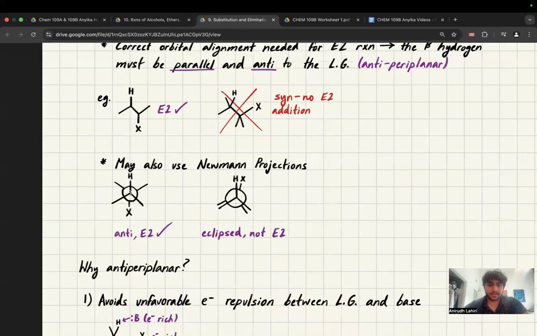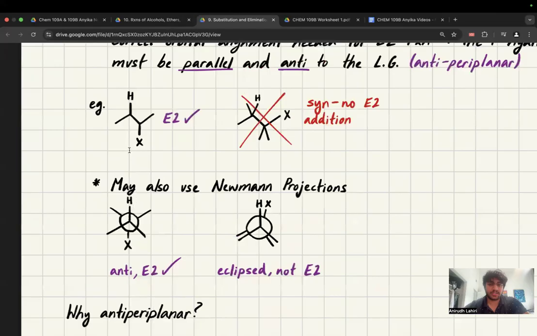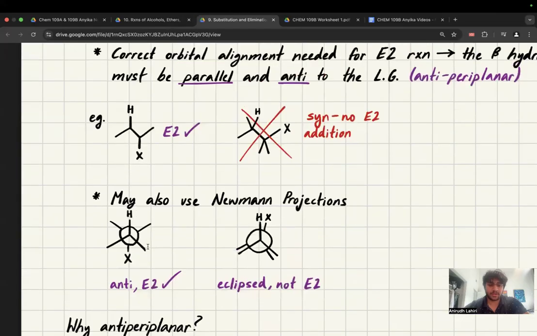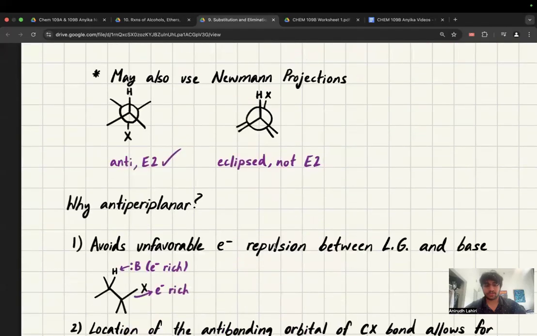So let's look at this, right? If we draw a Newman projection to see this, H and X you can see are 180 degrees apart. Anti, therefore we can go through E2. These are right on top of each other, so we cannot go through E2. If these were next to each other, you could also not go through E2.